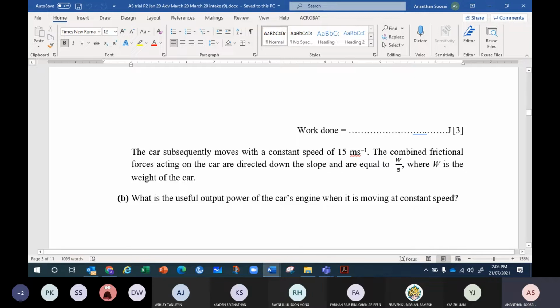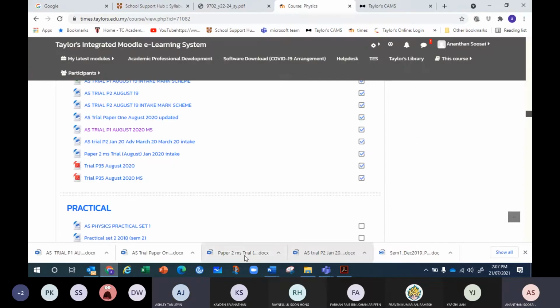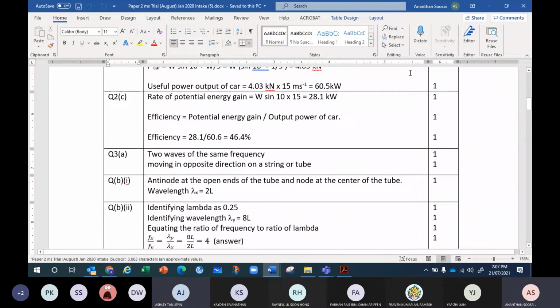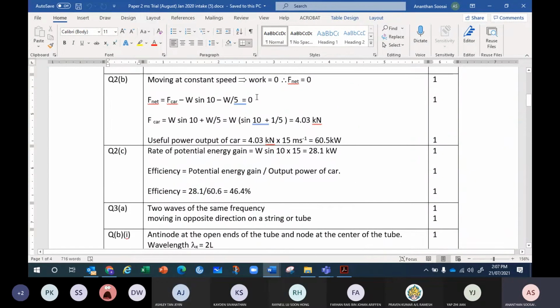Okay, I think it's easier we straight go to the mark scheme. You don't understand the mark scheme, is it, Ashley? Yeah, what mark scheme is it? So rate of potential energy gain is, sorry, B, right? Net force is 0, net force of the car. So this is the car force. Useful power output is 60.5 kilowatts.